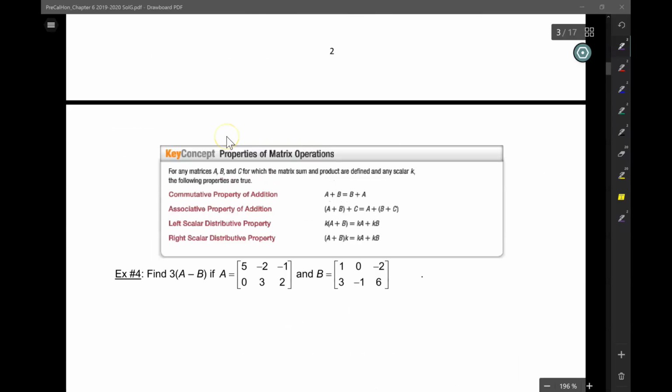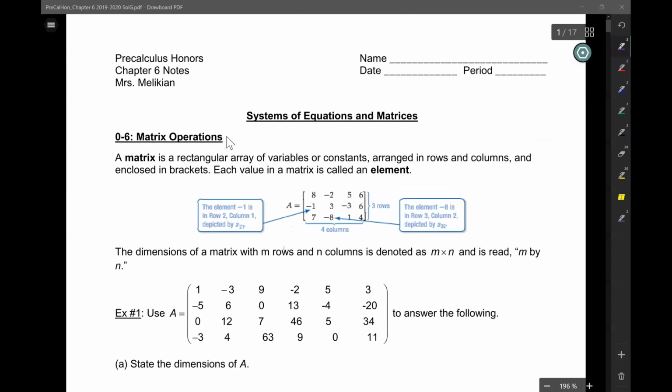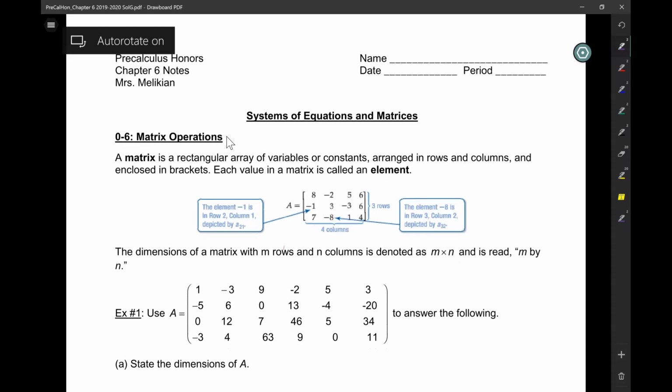All right, so this is from chapter 0. The first thing we're going to do is from chapter 0. That's where it introduces what matrices are, and then we're going to go into chapter 6. So I'm going to do this lesson, 0.6 and 6.1 today. Okay, so let's go ahead and get started here. Let's talk about what a matrix is.